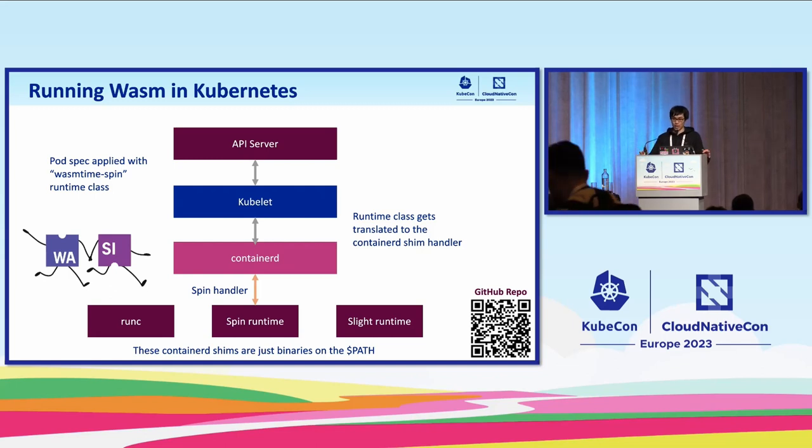So there is a runwasi project, a shim implementation that facilitates running Wasm workloads. And then we build on top of it a spin shim or a slight shim that can run different Wasm runtimes. Then the question is, how does containerd know which shim to run for a pod? Well, in a pod spec, you can define a runtime class name, and that runtime class name is going to tell Kubernetes this is the runtime class which binds to a specific shim that runs in containerd.